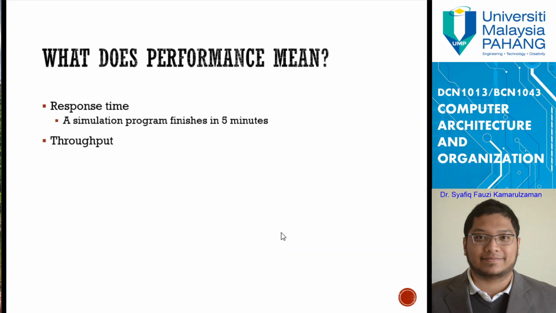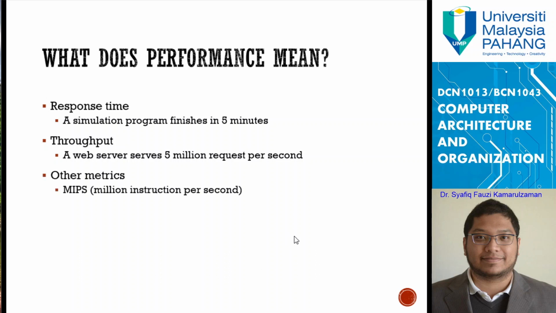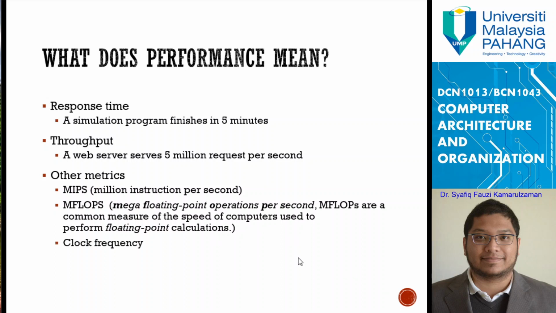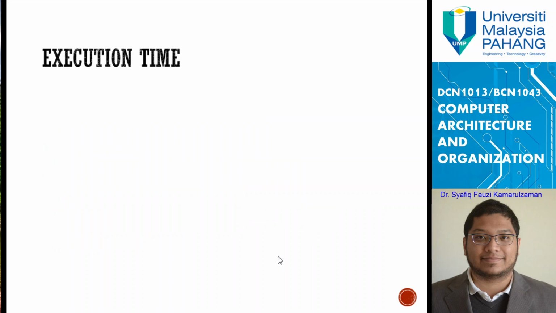Or it can be categorized by throughput. An example is a web server serving 5 million requests per second, or any other metrics, for example, we have million instructions per second, how many million instructions can be processed per second. And we have MFLOPS, which is mega floating point operations per second, meaning how many floating point operations can be conducted within 1 second. This one is a common measure of the speed of a computer used to perform floating point calculations. And we also have the most common thing that we use even when we want to buy a new computer, the clock frequency. How many hertz does it have?